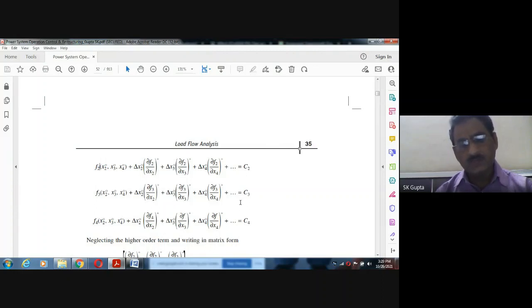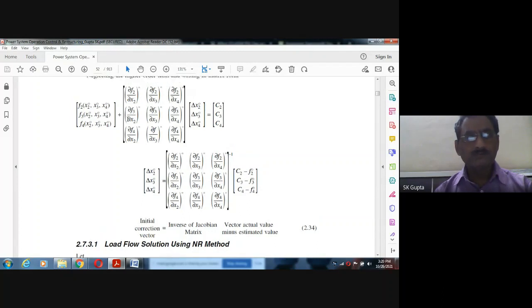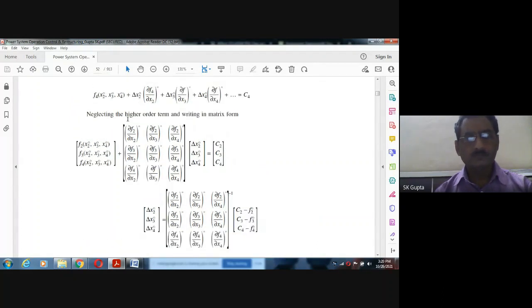Then there is a second order term, where the square of this term will come, then the third order term. But since we have considered del x as the error, and this is a small error, the second and third order terms are neglected here. And these are the known values, the given values C2, C3, C4. So these three equations you can write in the matrix form like this.